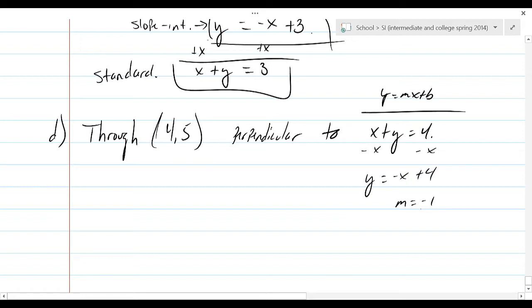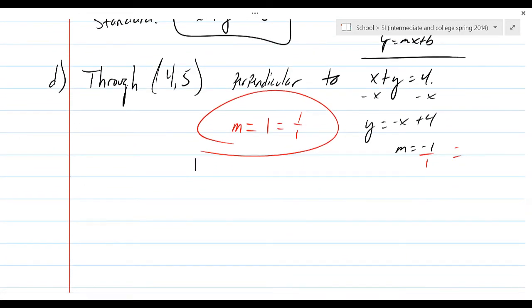Well, this is negative 1 over 1. So the opposite reciprocal would be positive 1 over 1. So the slope I want is positive 1, or positive 1 over 1. Same idea. That's my slope. So let's go ahead and do that same process. y minus y1 equals m times x minus x1.